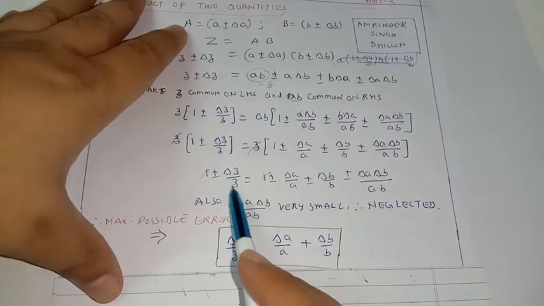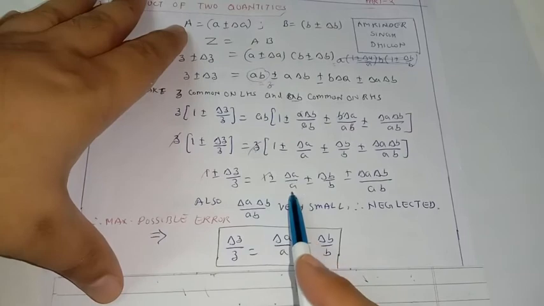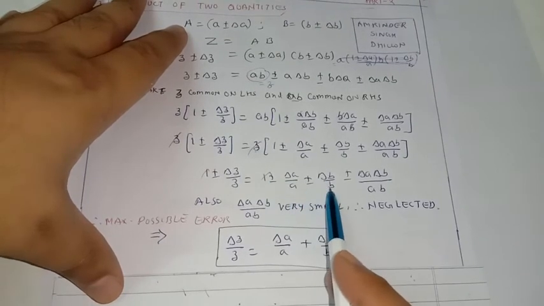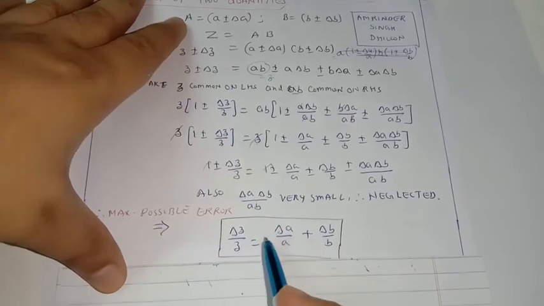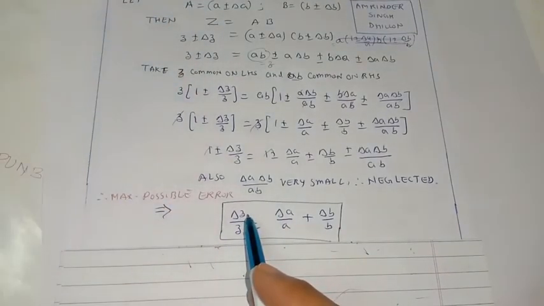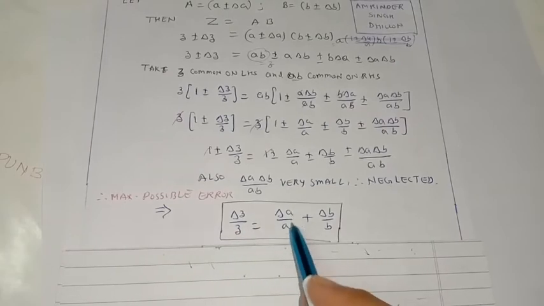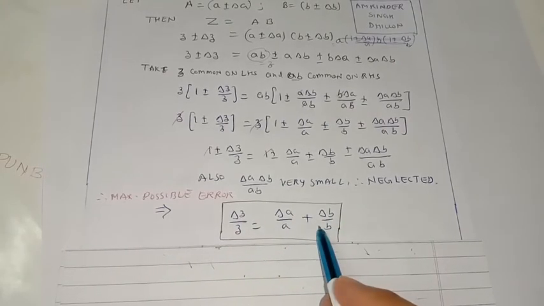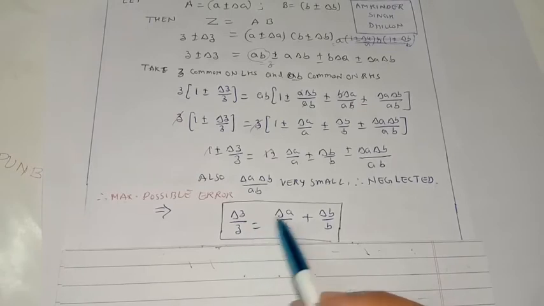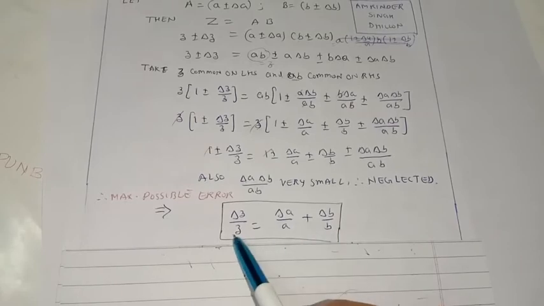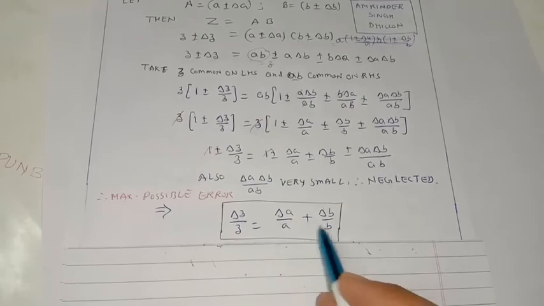delta z over z with the plus minus sign equal to delta A over A plus minus delta B over B. We are finding the maximum possible error. So the maximum possible error in this case will be delta z over z equal to delta A over A plus delta B over B. So when we have a product of two quantities, absolute errors are not adding up, but the sum of the relative error of A and the relative error of B gives us the relative error in the product of the two quantities, that is delta z over z is equal to delta A over A plus delta B over B.